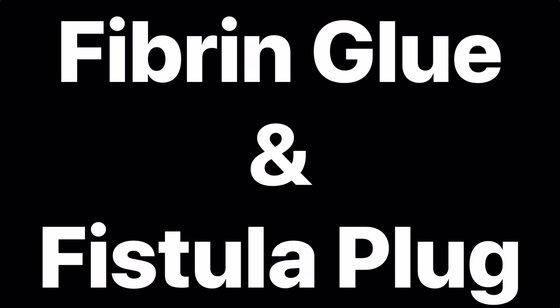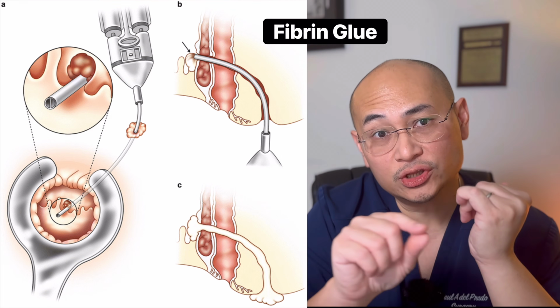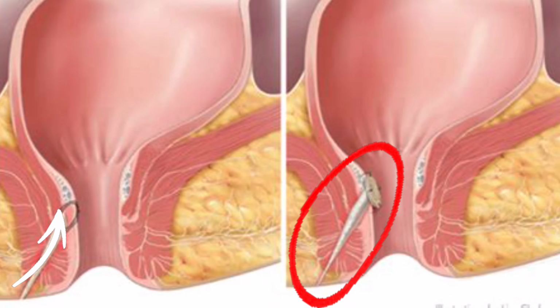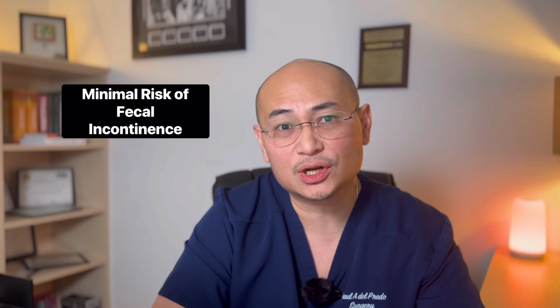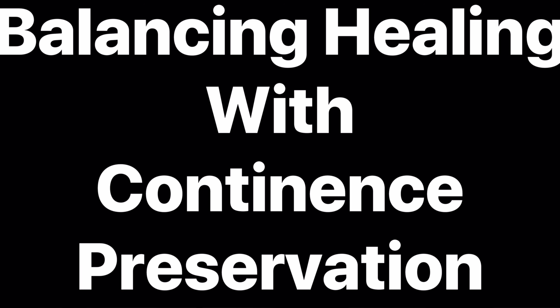And the last one is fibrin glue or plug. It's minimally invasive. You could either inject the fibrin glue into the tract or suture a porcine-derived plug to cover the fistula tract. And this is technically a biologic and allows it to heal. However, this has low success rates at 30 to 50% and is often adjunctive, but it has no risk or very, very minimal risk of incontinence. One important thing to keep in mind is ASCRS emphasizes balancing healing with continence preservation.